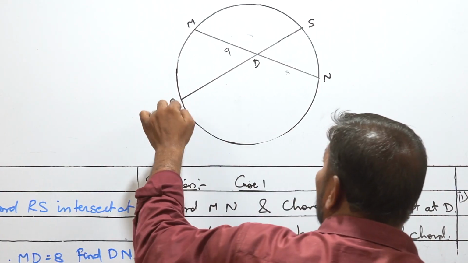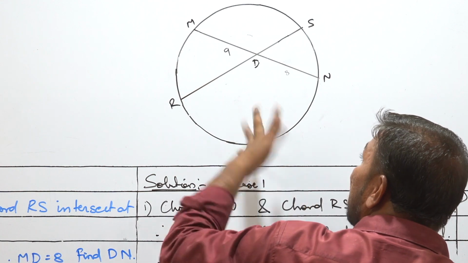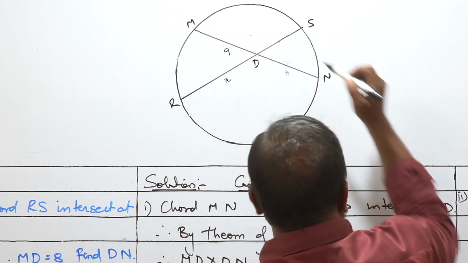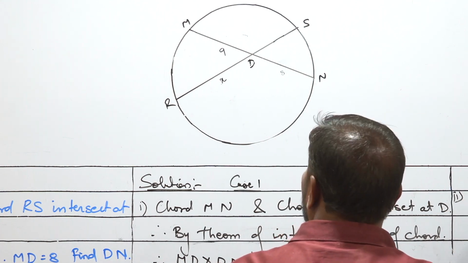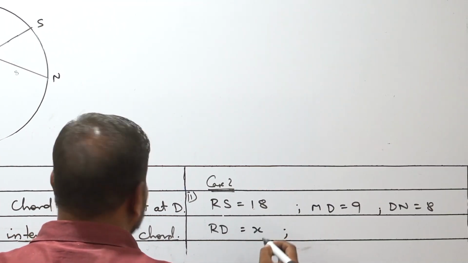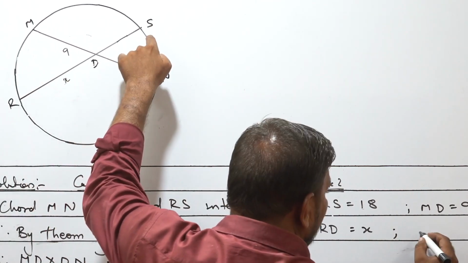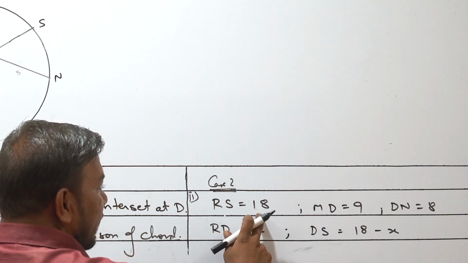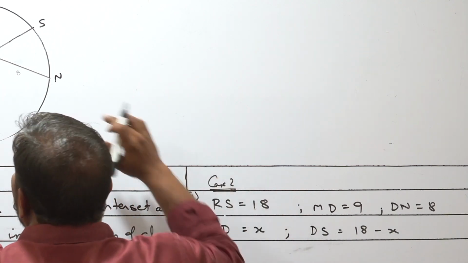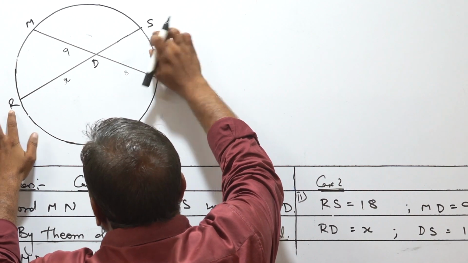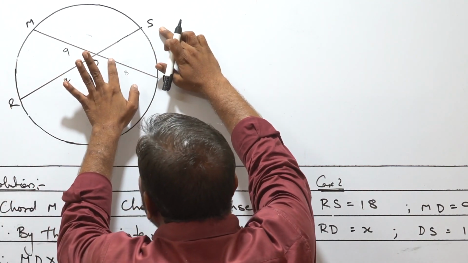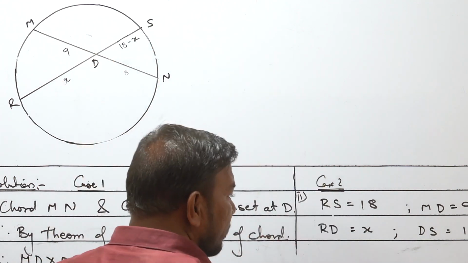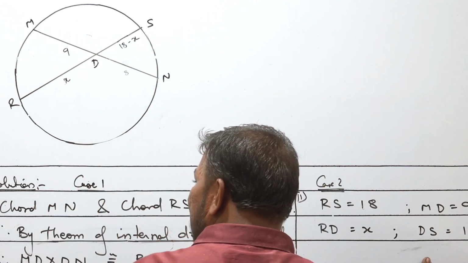Now, do we know RD? No, RD is not given, so let us consider it as X. Let RD be X. Then what will be DS? DS will be 18 minus X. It is a simple understanding. The whole thing is 18. If this is X, then what will be DS? 18 minus X. Fine.